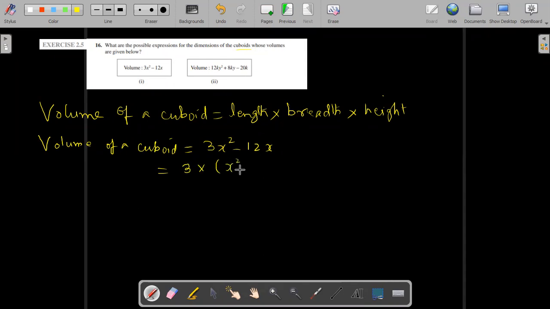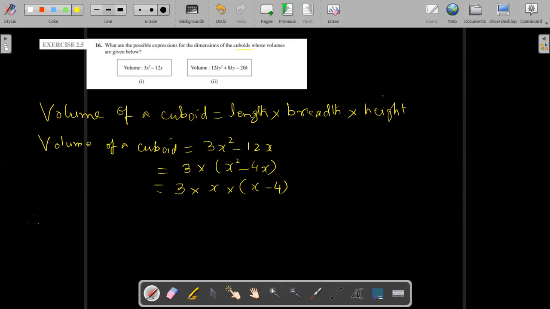x square minus 4x. x is also there. Do not take the factors together, because we have to write in three factors. Now take x common as the second factor: 3 into x, and then what is left inside? x minus 4. Now you got the three factors.